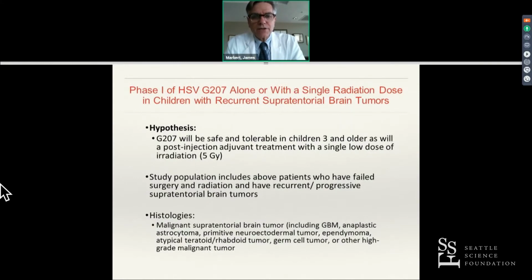So we went on and together developed a phase 1 study for children 3 years and older to give the virus initially alone and then with an adjuvant dose of radiation. These were patients who have failed surgery and radiation and have recurrent progressive supratentorial brain tumors. Initially we elected to look at supratentorial tumors because we didn't have any data in the posterior fossa, and we didn't want to cloud the picture, since toxicity that developed there might mean it was not appropriate treatment for children at all. So in the initial study, we were just looking at supratentorial tumors. This included the tumors listed below, because obviously kids don't get brain tumors as much as adults do, so we had a wider variety of tumors that would be eligible for examination. Of course, this is true in most pediatric oncology studies.